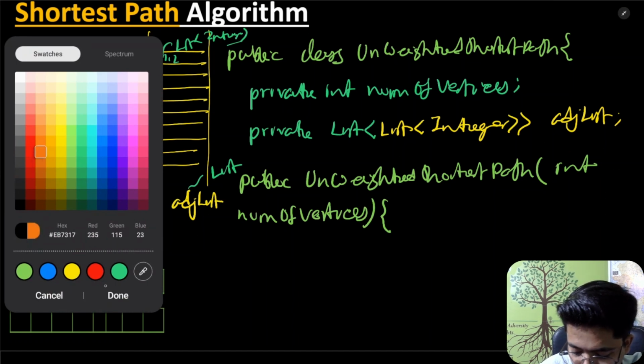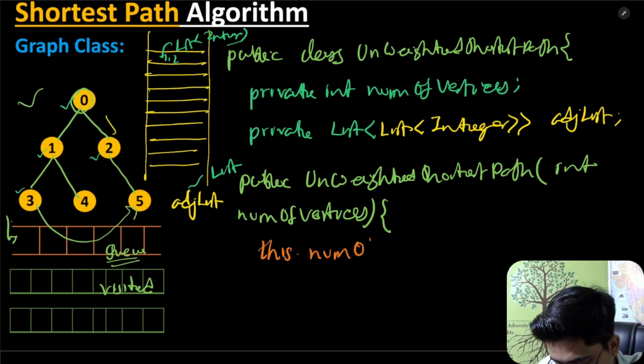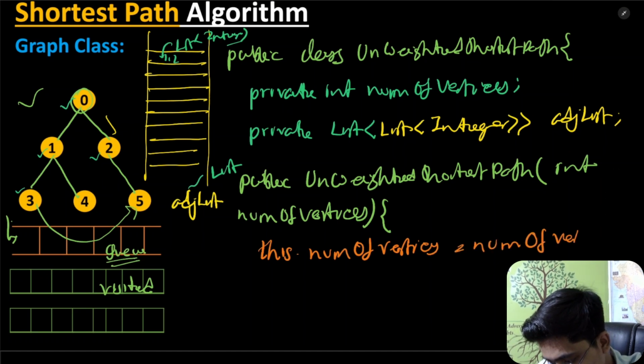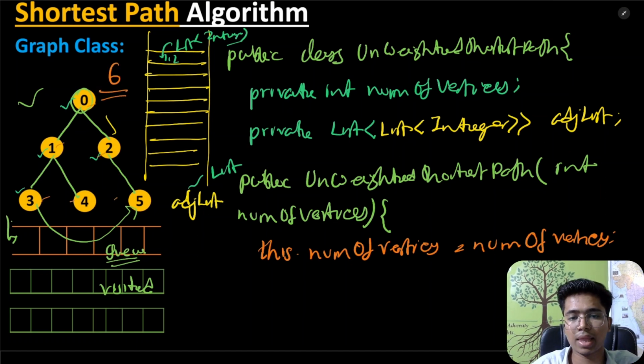So let's use this color. So now let's initialize this.numberOfVertices equals numberOfVertices. So from the code we'll be passing 1, 2, 3, 4, 5, 6. That means if we want to add 6 vertices, then we'll be passing those 6 vertices. Once we have initialized the 6 vertices, then we'll be initializing the adjacency list.